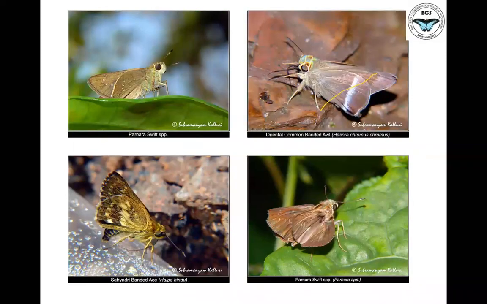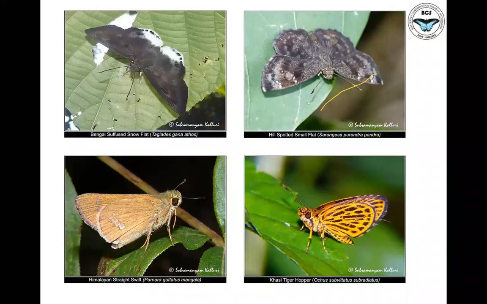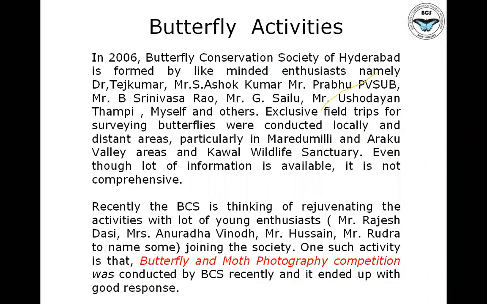And this is the Pannara swift, common banded awl, and Chitra banded ace, Pannara swift. These I was unable to identify to the exact species. And suffused snow flat, spotted snow flat, and the state swift, and tiger hopper. This one also I photographed in North India only. So these are the butterflies in Andhra Pradesh we were able to see.